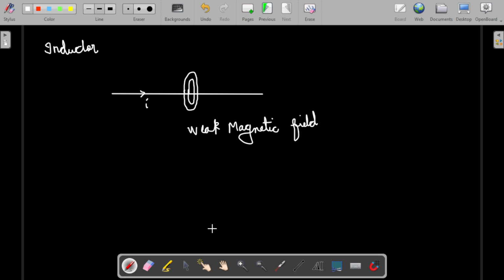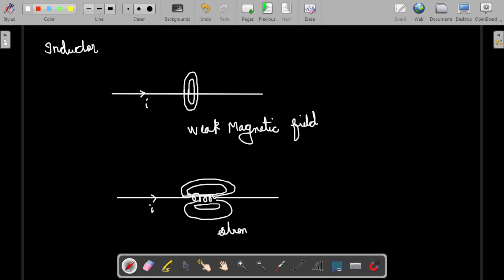Now if the same current is carried over the wire, but the wire is twisted like this, then the magnetic field over it will be very strong. That means a strong magnetic field. So this is the general idea, guys. If you got this point, then our discussion over inductors will be very easy.